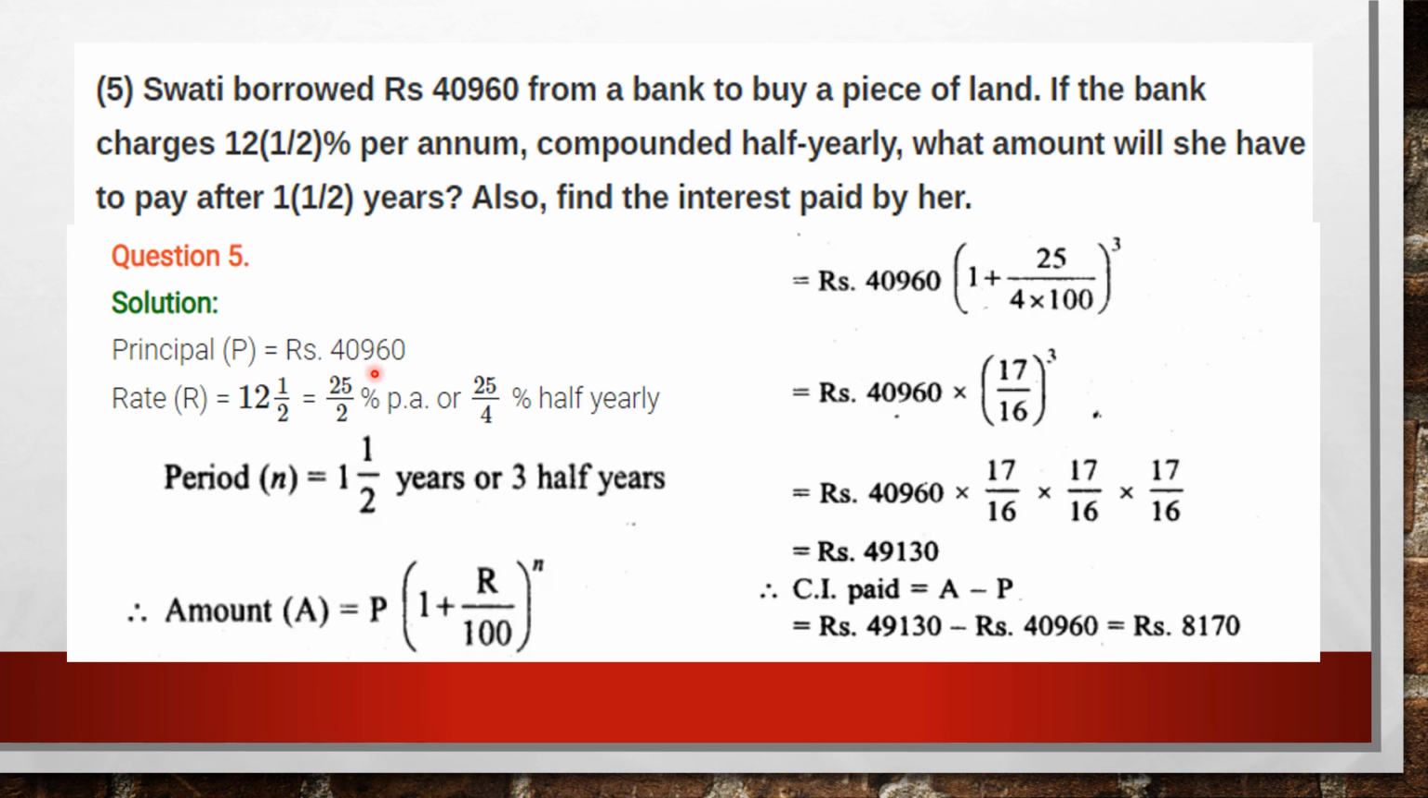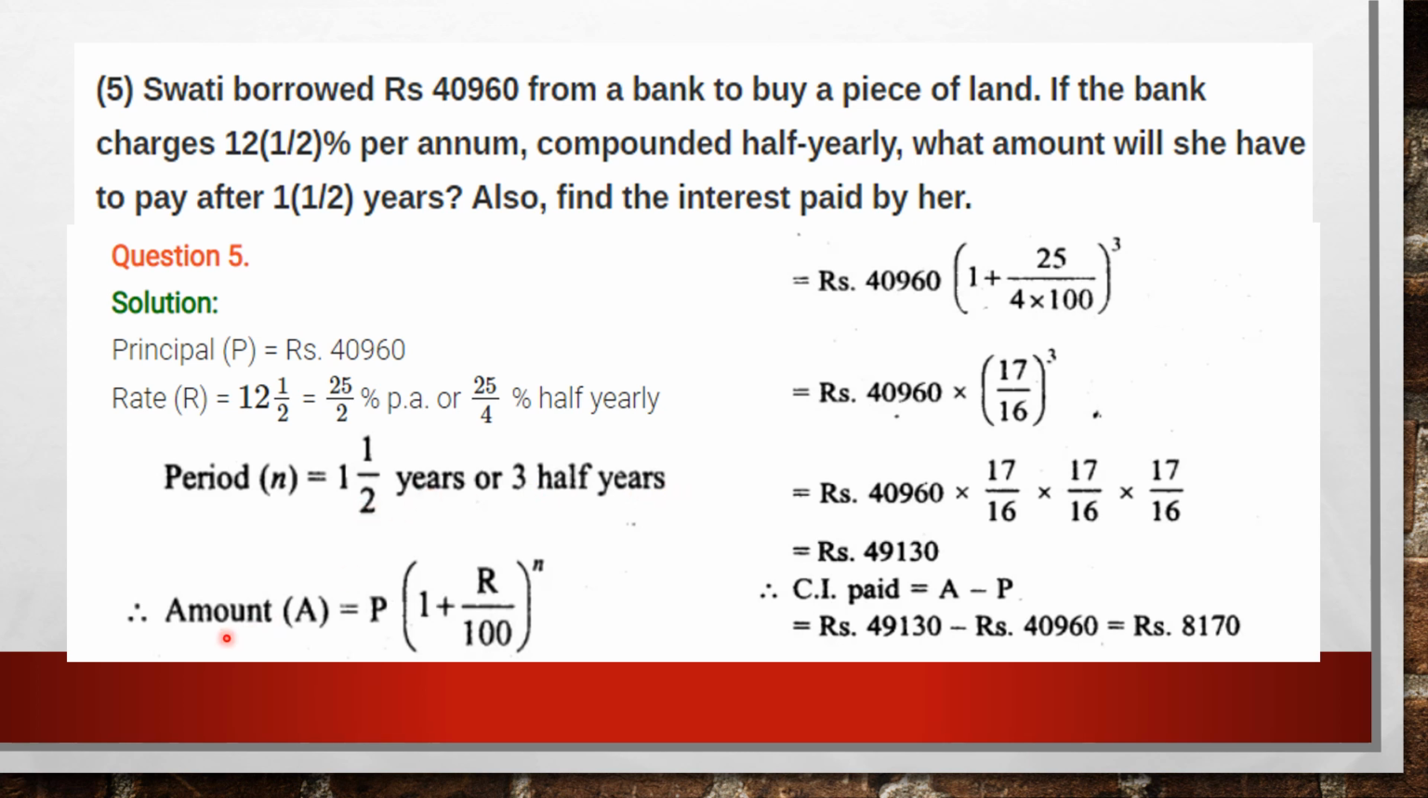Principal amount is 40,960. The rate of interest is 12.5%, that is 25 by 2. Since the interest is calculated half-yearly, for every half year the rate of interest is halved. It is given per annum, that is per year. So for half-yearly, it has to be divided by 2. So 25 by 2, again divided by 2, you get 25 by 4 percent. Number of years is 1.5 years. Since the amount has to be calculated every half year, 1.5 years gives 3 half-year periods.